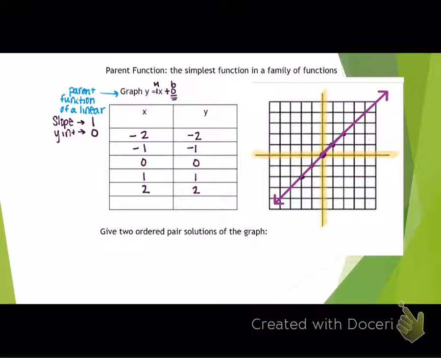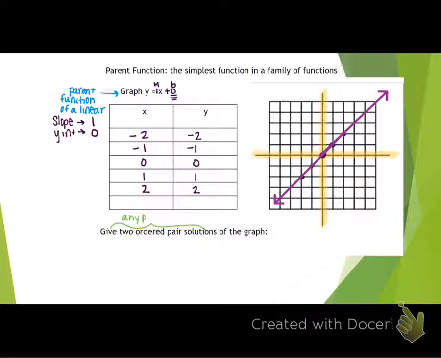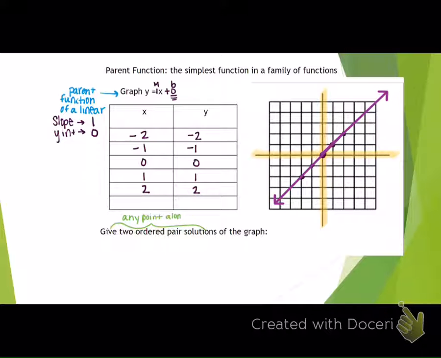So then it says, give an ordered pair solution of the graph. A solution is any point along the line. Or I should say on the line.